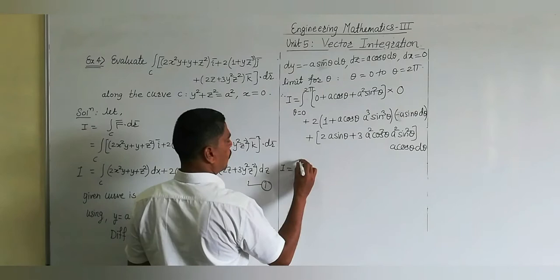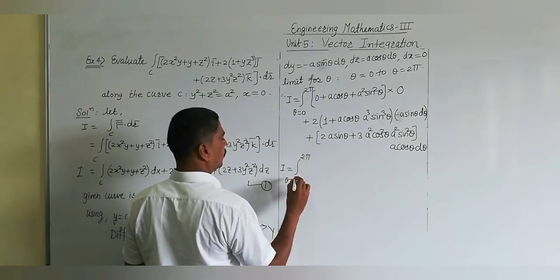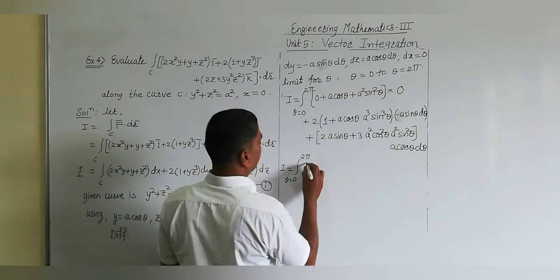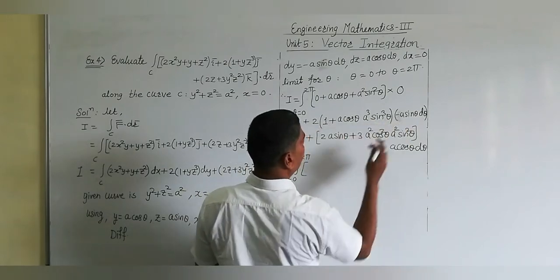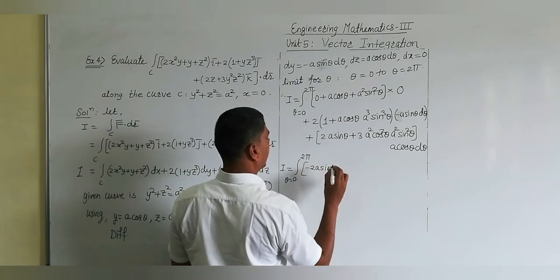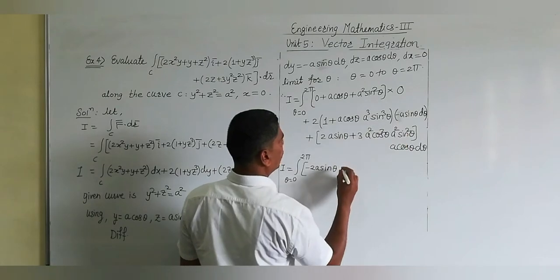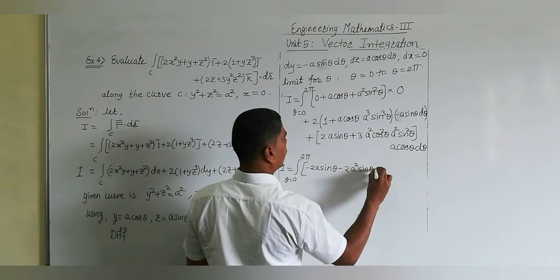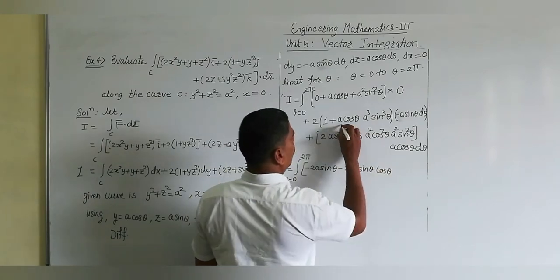so this first term inside the integral becomes 0. Now simplify this one. Inside the bracket, 2 into 1, 2 into minus a sin theta, so we get minus 2a sin theta. Then the next term becomes 2 into a cos theta into minus a cos theta, so we get minus 2a squared sin theta cos theta. Sorry, this is the total term.